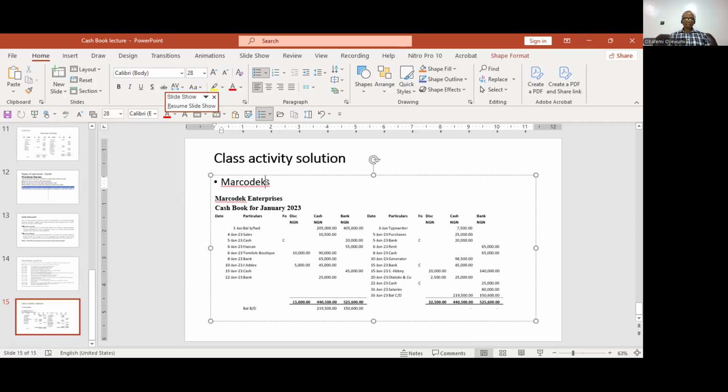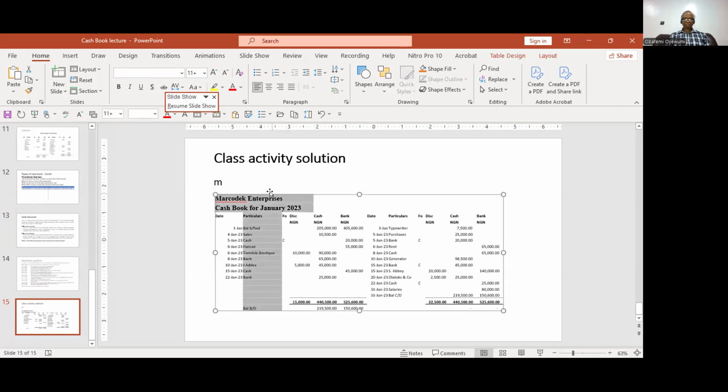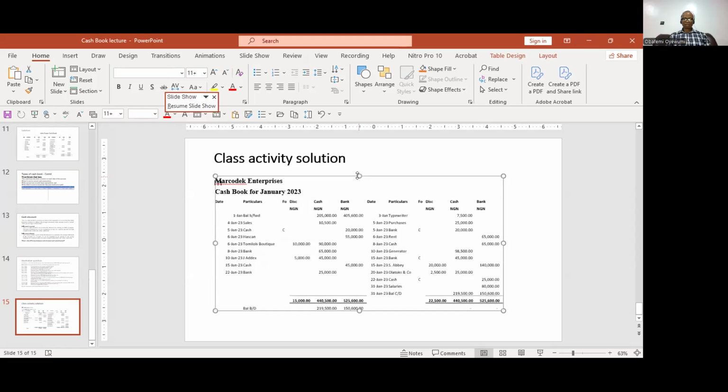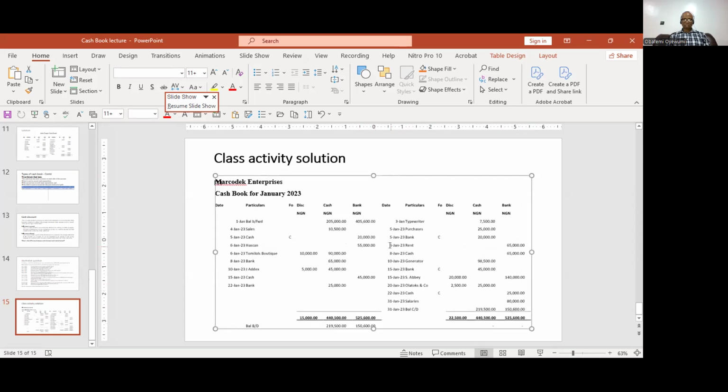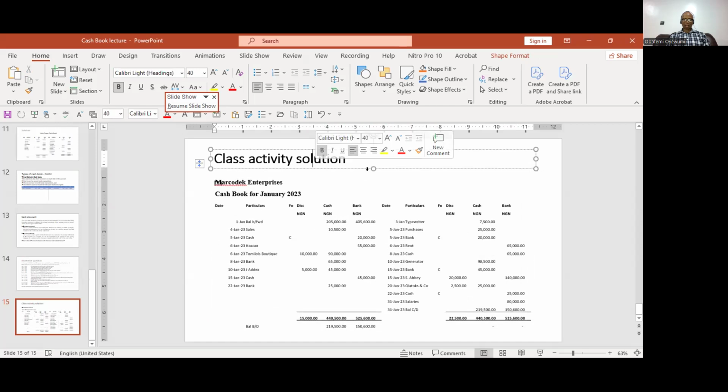I believe we have been able to finish this. I'm trying to make sure that we don't have the underlining record there. So please just bear with me. But of course, that's the solution. I've just tried to bring it from Excel to PowerPoint here.